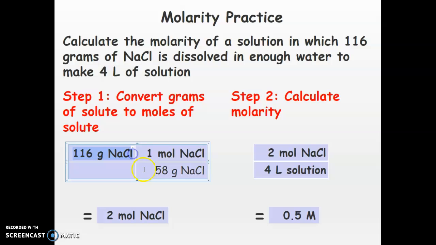So grams given divided by molar mass gives you per 1 mole. You multiply the top and divide by the bottom. 116 grams times 1 is 116, divided by 58 is going to give us 2 moles of sodium chloride. So we're going to calculate our molarity for 2 moles of sodium chloride solute for 4 liters of solution. The concentration of that, 2 divided by 4, is going to be 0.5 molar. That is going to be our final answer. So when solving for concentration, that's 0.5 molar.